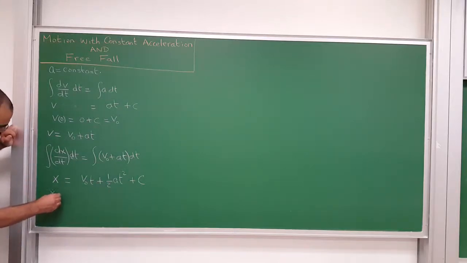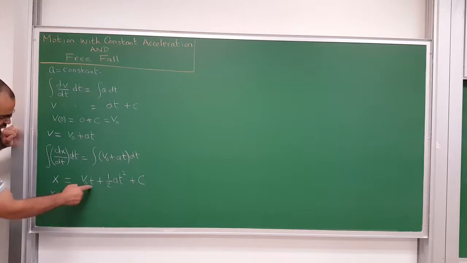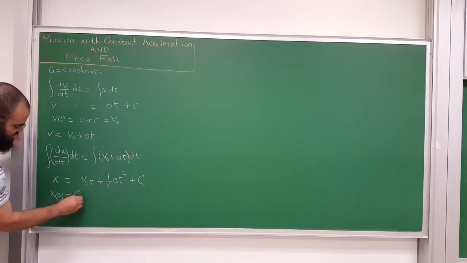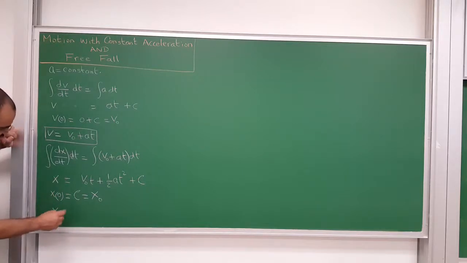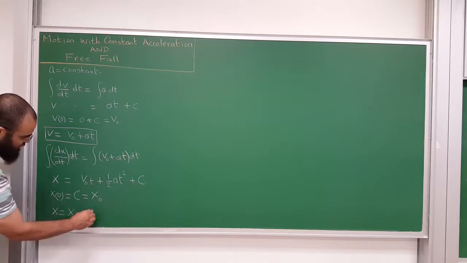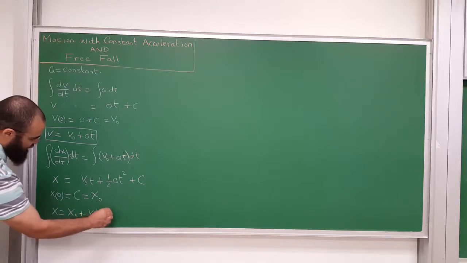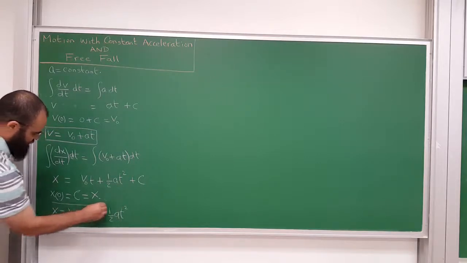If I evaluate the position at t equal to 0, well, if you put 0 here, you get 0. If you put 0 here, you get 0, right? If you plug in t equal to 0. And so what's left is the constant. So that constant is simply x initial. And so we write, by the way, let me box this one. We write here, therefore, x is equal to x initial plus v initial t plus 1/2 a t squared. Okay.